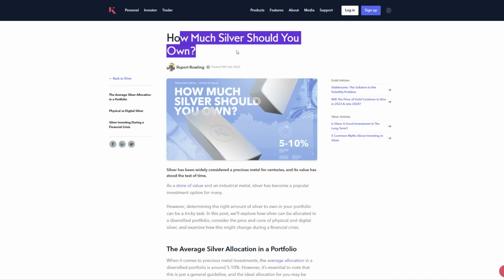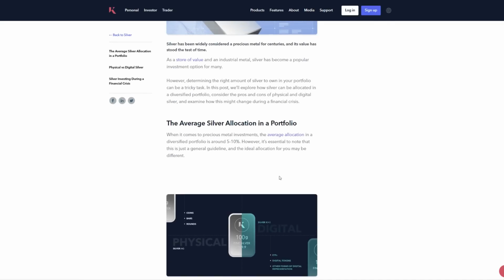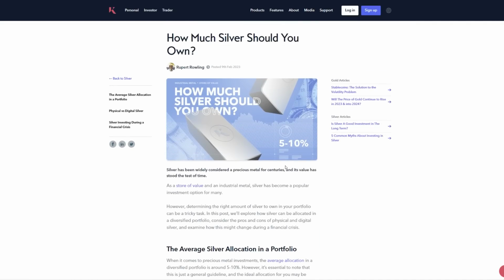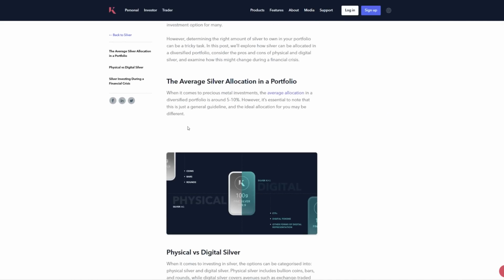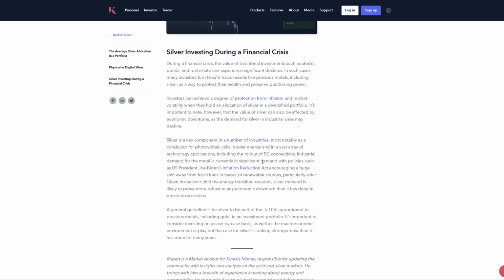How much silver should I own, or should you own? Now, a lot of these articles are longer, so I'm just gonna share the meat and potatoes of each. This one says 5 to 10%. However, it's essential to note that this is just a general guideline, and the ideal allocation for you may be different. And that's what I was talking about before. It fluctuates from person to person.